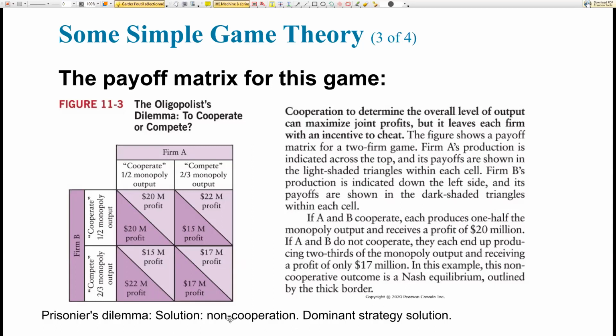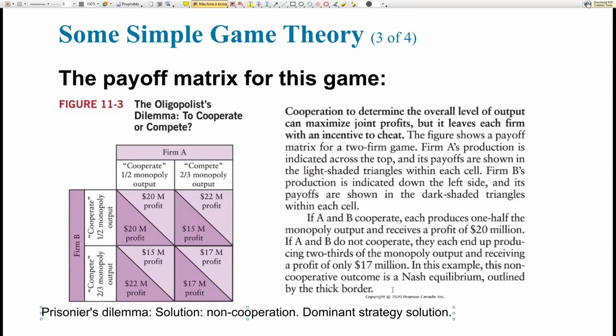So non-cooperation is what we call a dominant strategy solution. That's the easiest form of equilibrium you can imagine, because it tells you for sure what each player is going to do. Now it looks like cartels, or the cartel solution, shouldn't happen in real life. So we're going to discuss a bit why they might actually work later. But this is the outcome there.